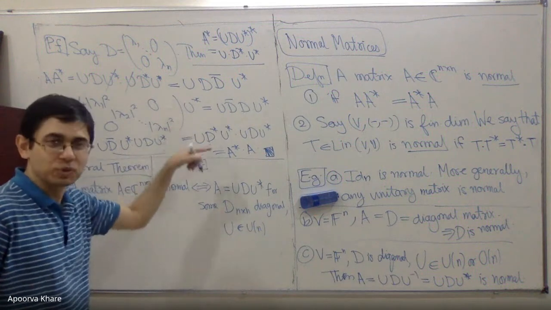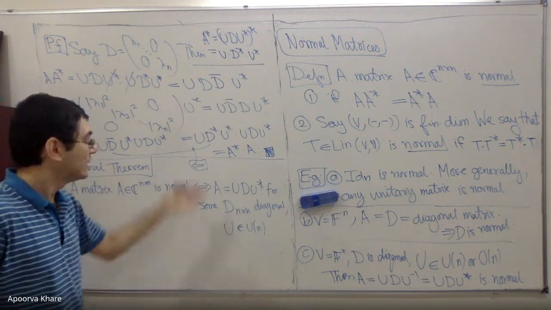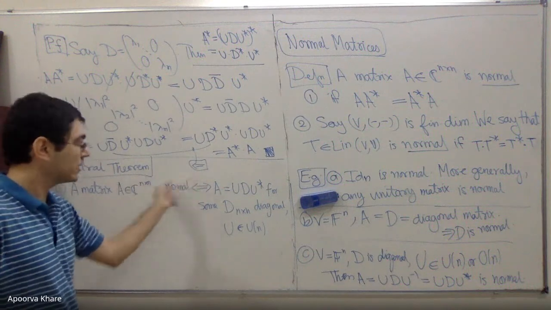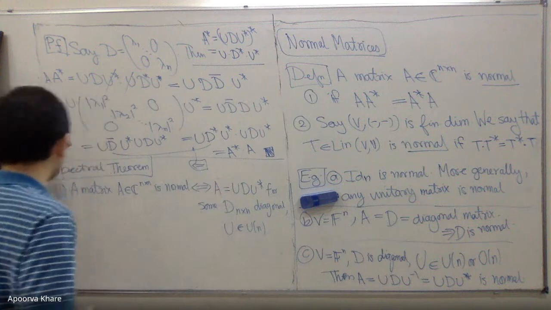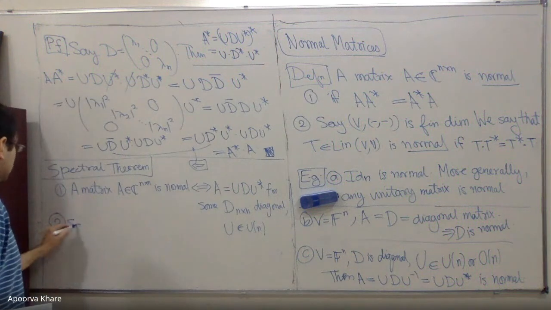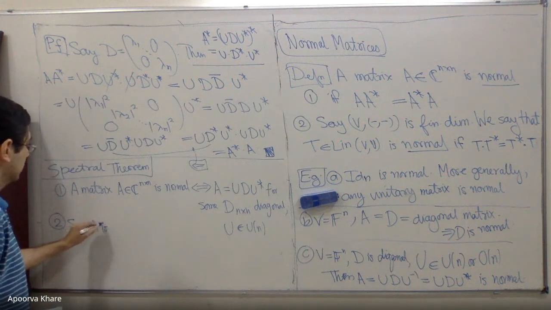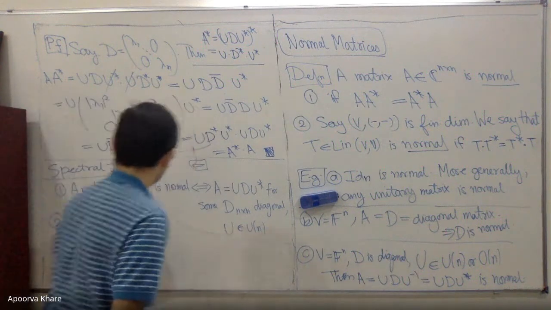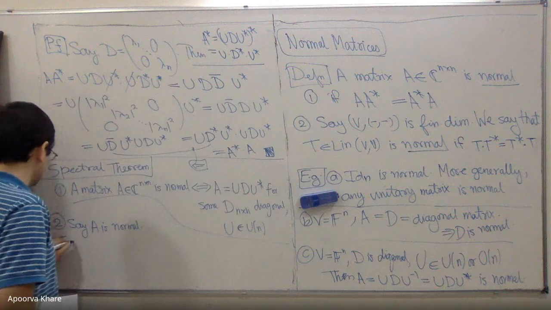So I gave you a proof, and there was a reason why I gave you a proof. That was part of the proof of the spectral theorem. The harder part is the other way, and that's what we will prove next time. Say A is normal. Then A equals A star. A is its own adjoint.